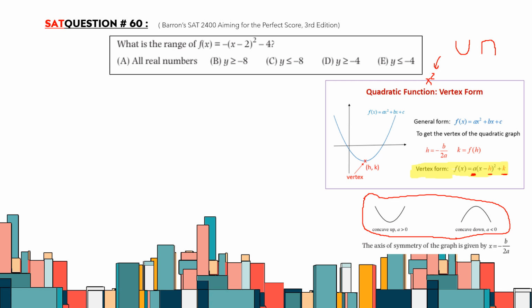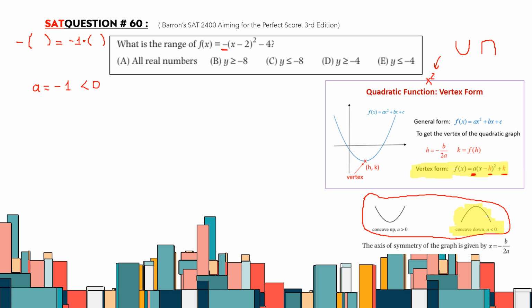In this case, we have a negative in front. That means -1. If you see a negative and then a parenthesis, that's the same thing as -1 multiplied by that parenthesis. So in that case, a is -1, which is less than 0. If a is less than 0, then the graph is concave down. In this case, a is less than 0, so the graph is concave down.